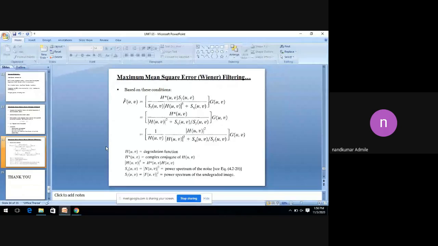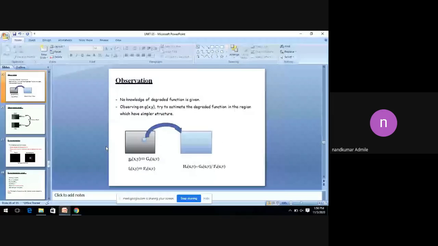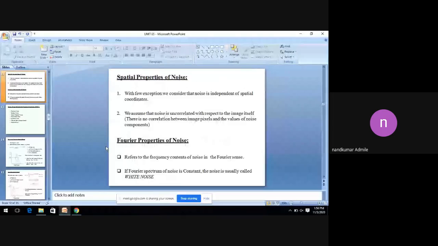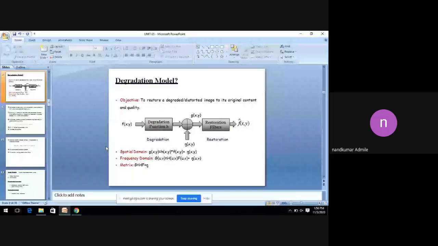In the first point, we study the image degradation model. The objective of the image degradation model is that we have to restore the degraded image and bring the image to its original quality. So simply we have to remove the noise from an image.